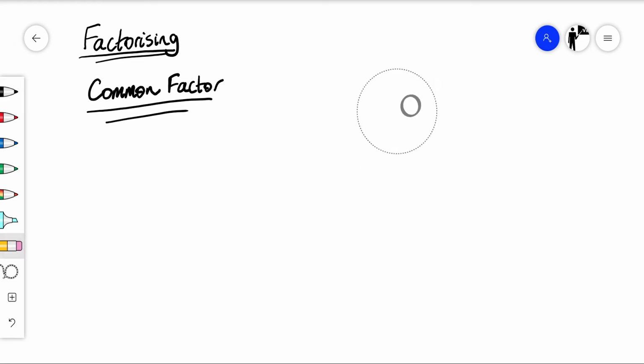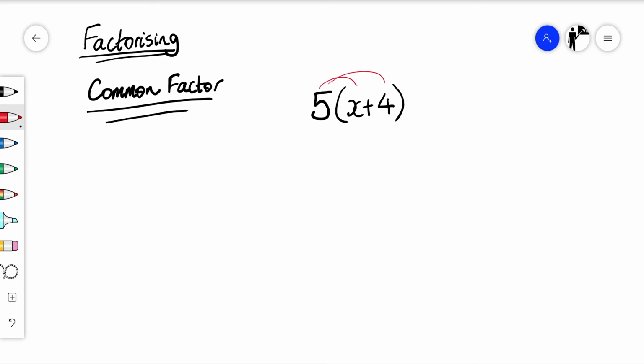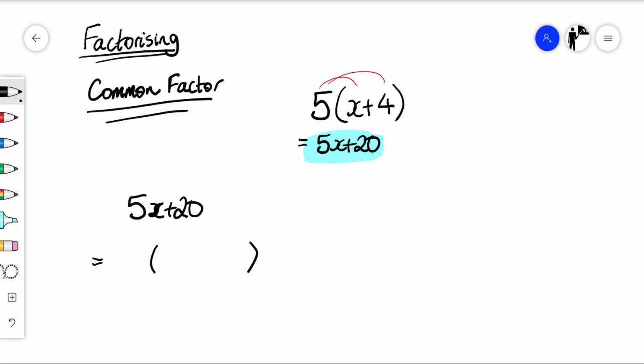Okay, and if we think back to some standard examples here, if we've got a bracket 5 times x plus 4, if we were to multiply out, that would become 5x plus 20. Okay, but what if we were given this situation here? What if we were told that we've got 5x plus 20 and we want to work out what did we multiply out to get there?